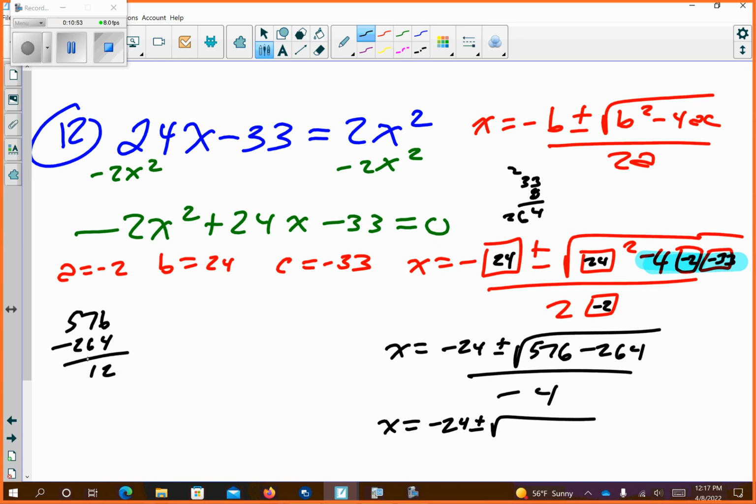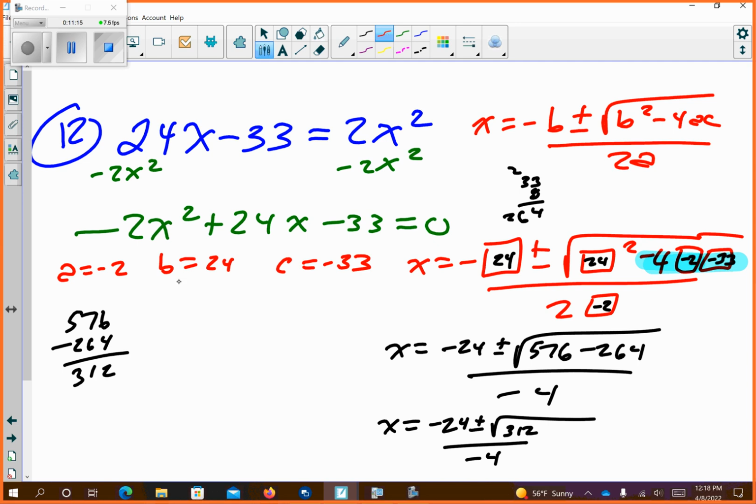Did I do that right? 312? Oh my gosh. 312? Is that a perfect square root? It is not. No, it ain't. Maybe it is. I don't know.